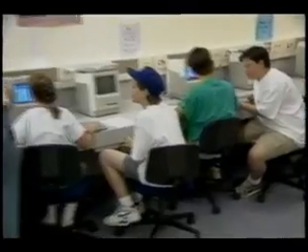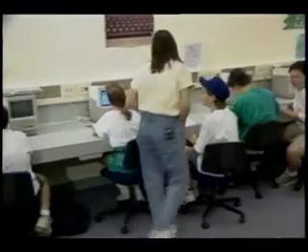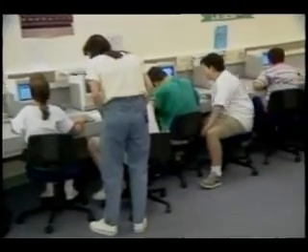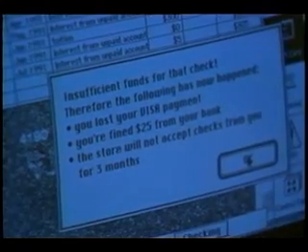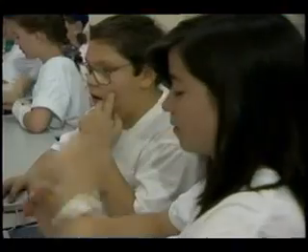Frank and I designed the money management simulation so that my students would have a real life experience with managing a budget and all of the pieces that are involved with that.